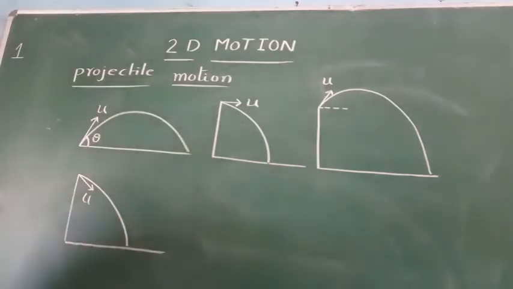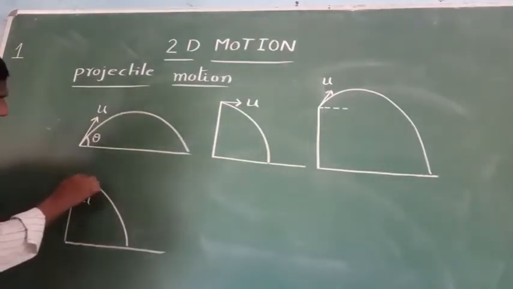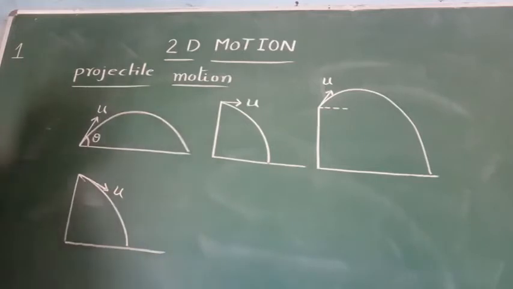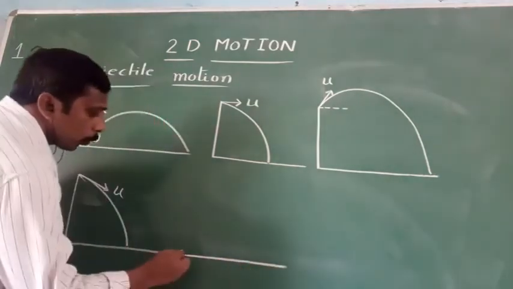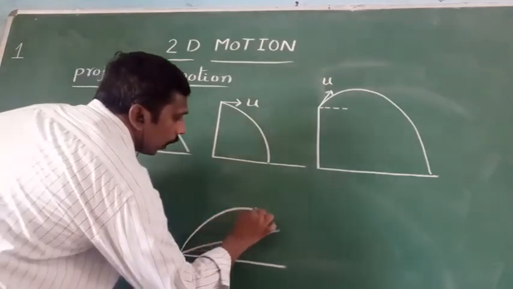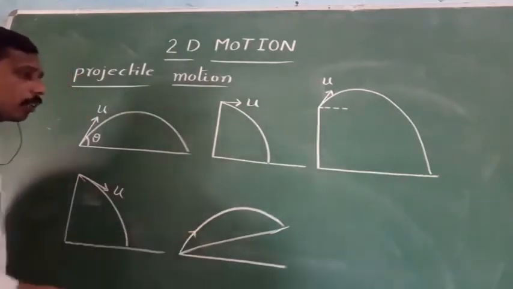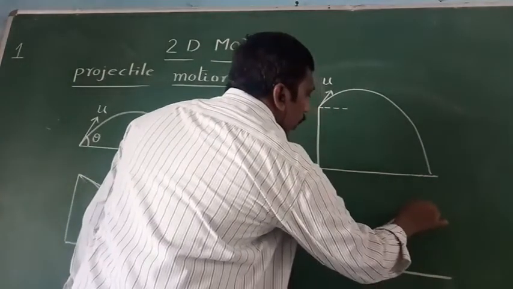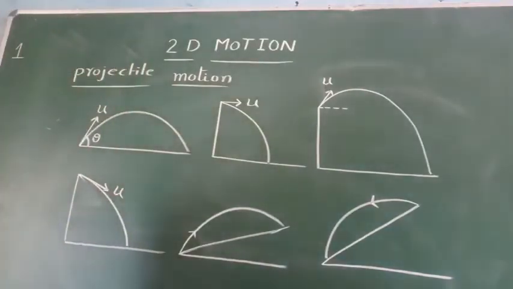Here you can draw the vector like this. This is the initial velocity vector for downward projection. And the next, projection from an inclined plane. Up the inclined plane, we can project like this. And another one is there, down the inclined plane. Similarly, we can throw down the inclined plane, and it goes like this. These are the different types of projectile motions.